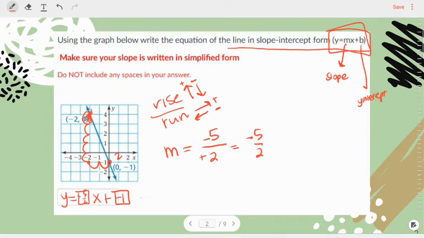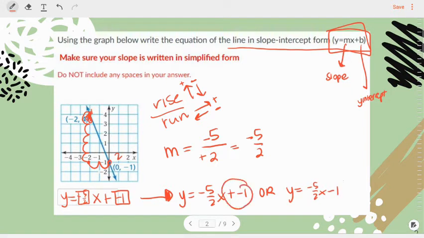So if I were to write my final answer, what is my answer going to look like? y equals -5 over 2 x plus -1, or you could write y equals -5 over 2 x minus 1. So adding a -1 is the same as subtracting 1.